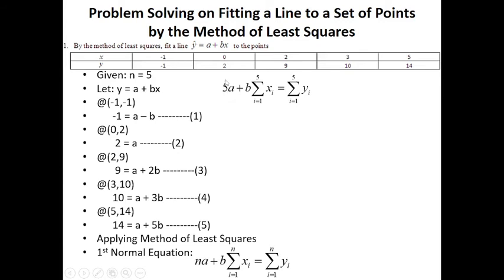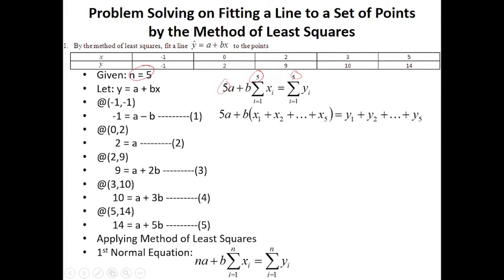So, 5a plus 5 plus b, 5a plus b. Bakit siya 5a plus b? Ang n natin ay 5. Right? Ang n natin ay 5 as given 5 points. Plus b summation xi from i equals 1 to 5. Ang n natin ay 5 kasi, no? So, 5.